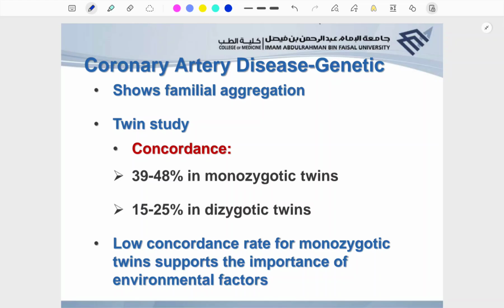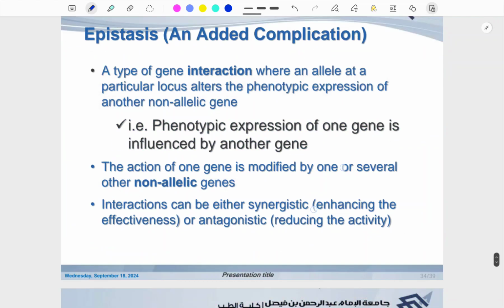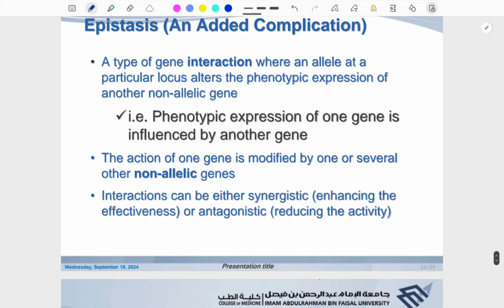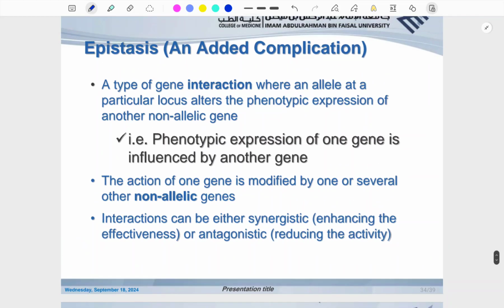A lot of people now don't have cardiovascular disease because we start telling them to change their lifestyle. Mainly epistasis. Remember I talked about it and said I will explain later, which means why penetrance is 70% in certain genes, 40% in certain genes, 50% in certain genes, and 100% in certain genes. Why? It's all because of this effect, which is known as epistasis.